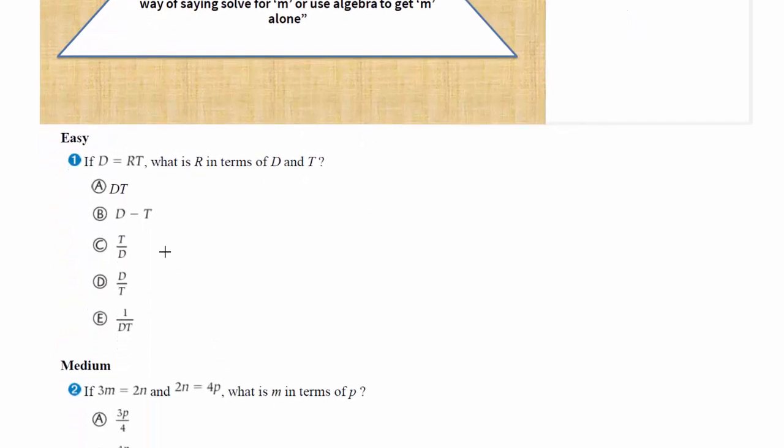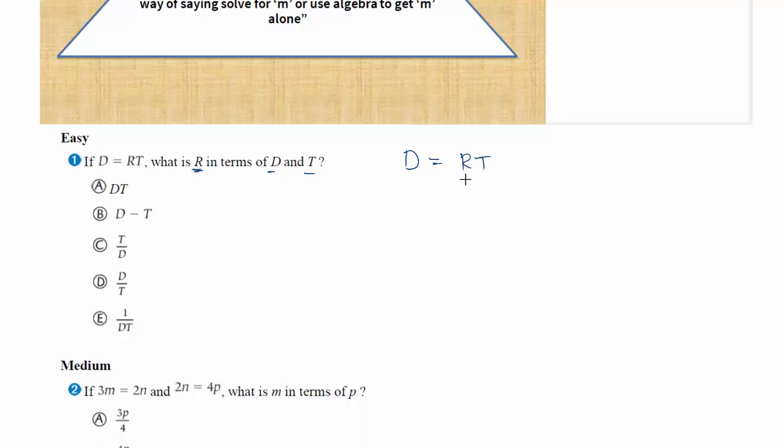Easy question. If d is equal to r times t, what is r in terms of d and t? So what we have to do is actually solve for r. That's it. So if d is equal to rt, we don't have to get confused. We have just to solve for r.